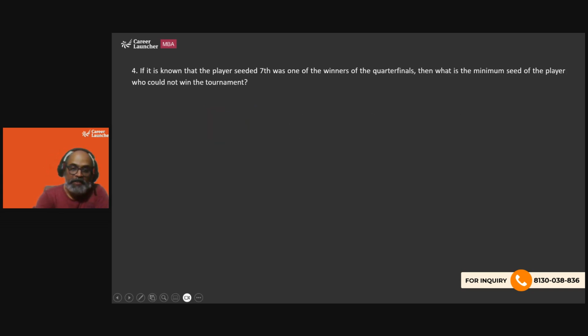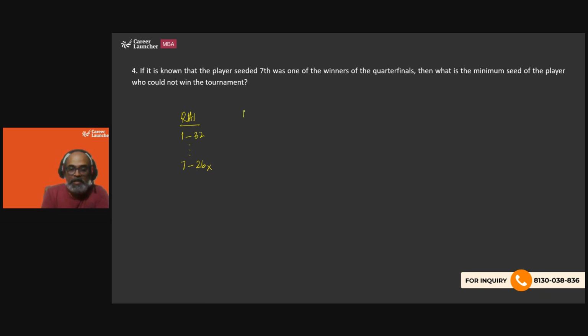Okay, let's look at the next problem now. If it is known that the player seeded 7th was one of the winners of the quarterfinals, then what is the minimum seed of the player who could not win the tournament? So basically, if you look at round number 1, where 1 plays against 32, the sum is 33. So that means 7 will play against 26. Since 7 moves to the next round, 26 is out.